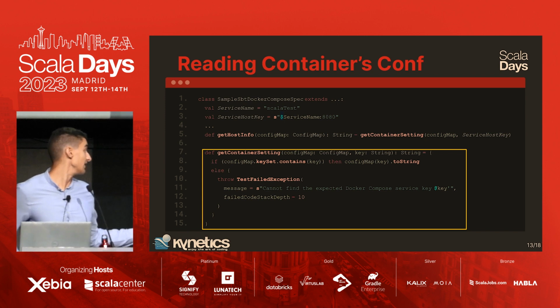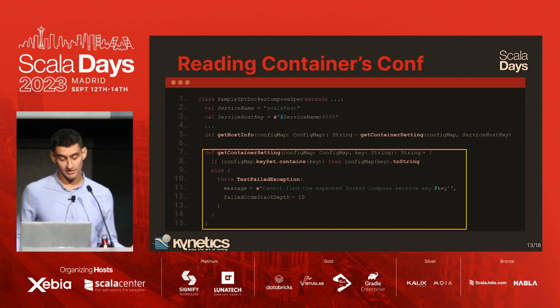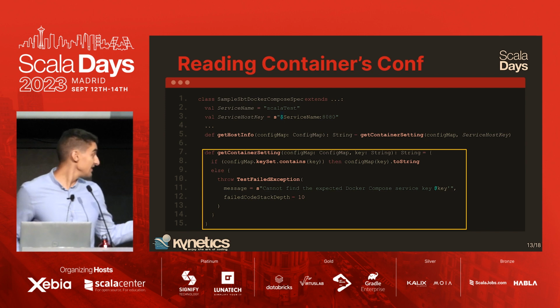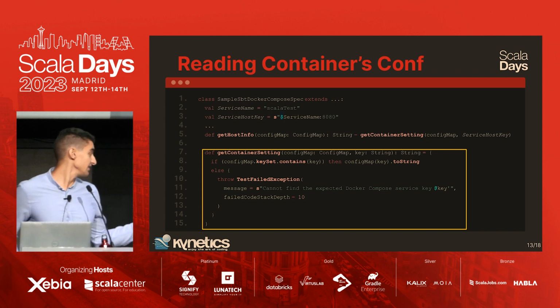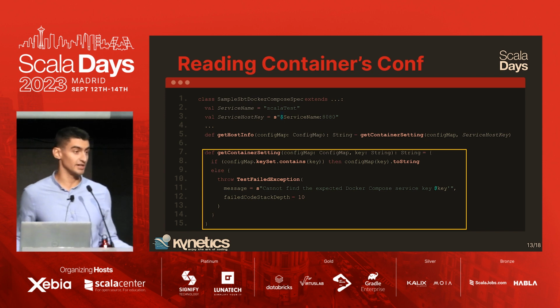This is very low-level code. We check if the key is defined in the map. If it is, we extract it. We explicitly turn it into a string, because once again, the value is here as Any. And then if not, we just throw an exception. Now, this is, again, code that we don't want to write in every suite in our projects. This is low-level code, and our framework, the library, should take care of this.